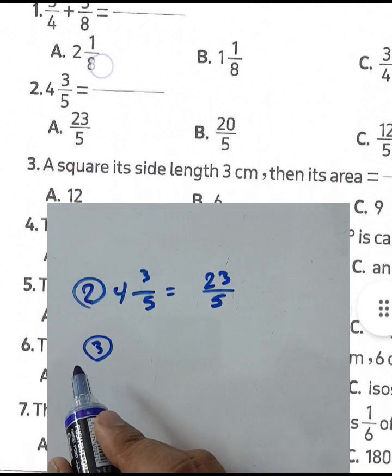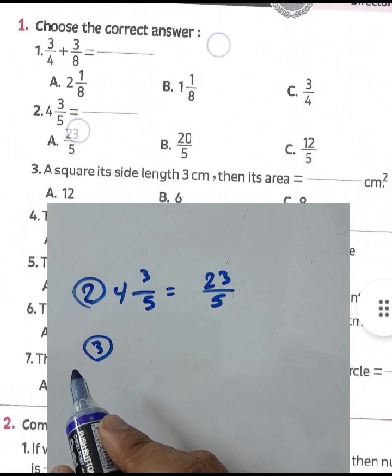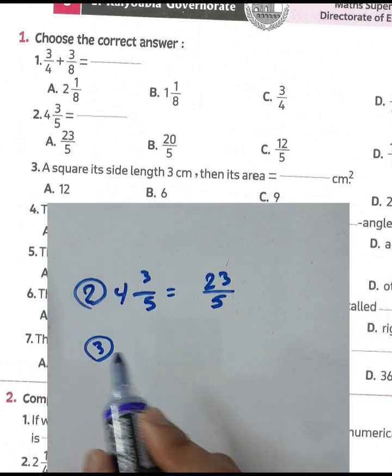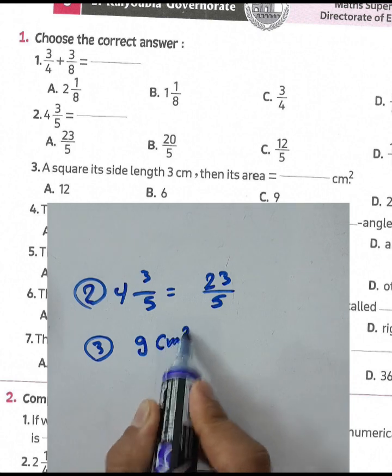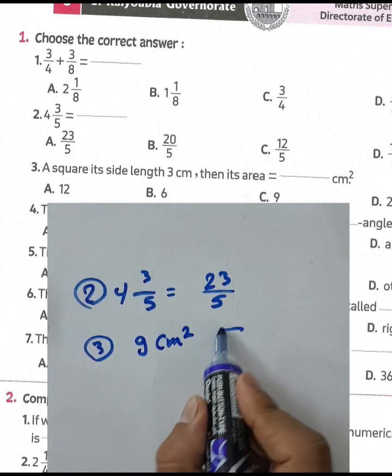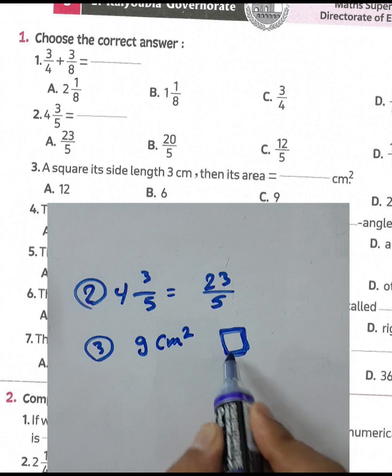Question number 3. A square its side length is 3 centimeters. Its area will be 3 multiplied by itself. The result will be 9 square centimeters. The area of a square is side times side.